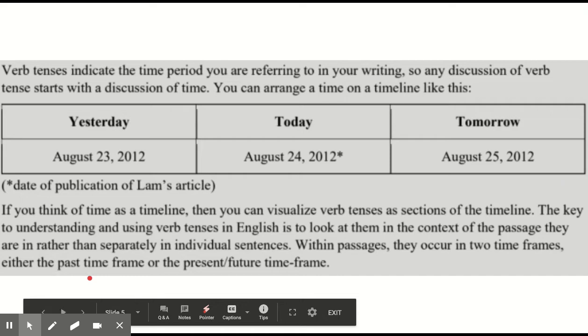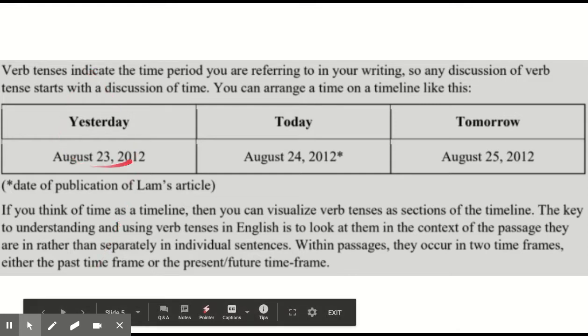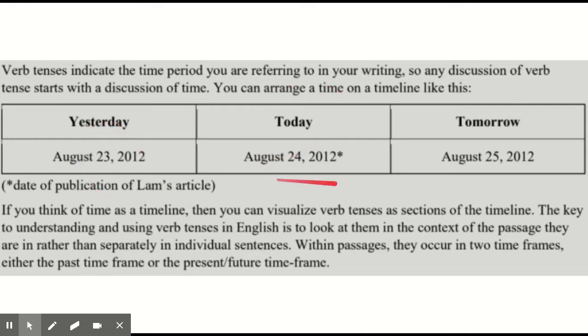Going to be looking at verb tenses within a time period. Consider a piece of writing arranged in a timeline and all of time just fitting into that timeline. Let's say yesterday's date was August 23, 2012, today's date, August 24th, 2012, and tomorrow's date, August 25, 2012. We choose these dates because Andrew Lamb wrote his article on August 24th, 2012.